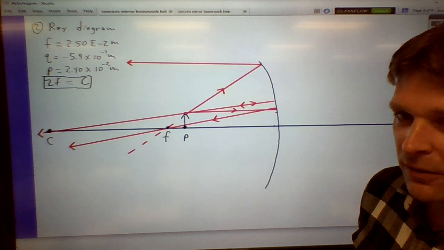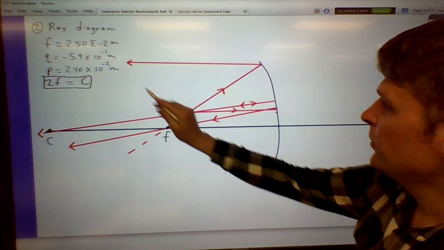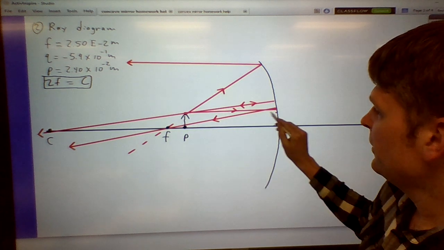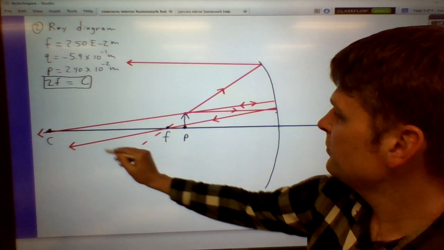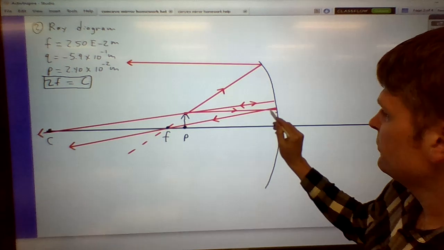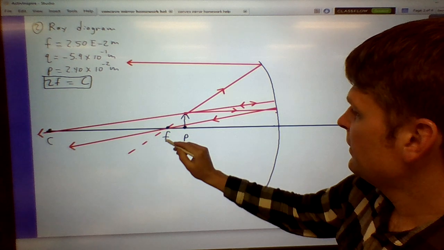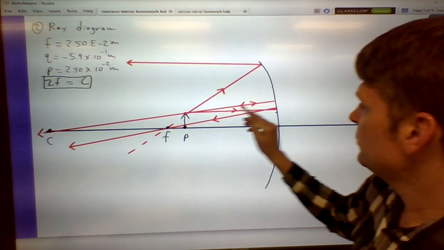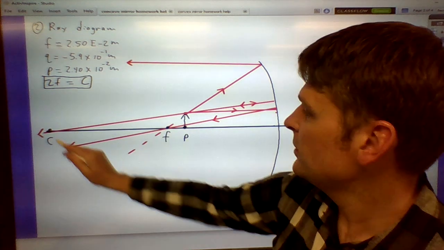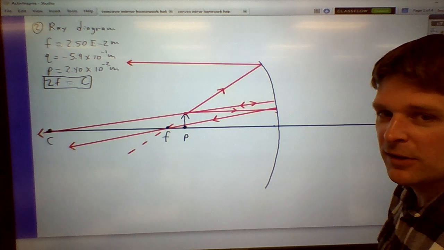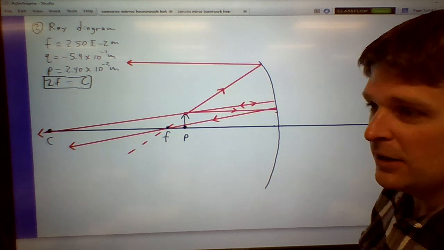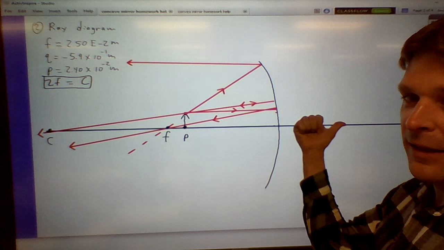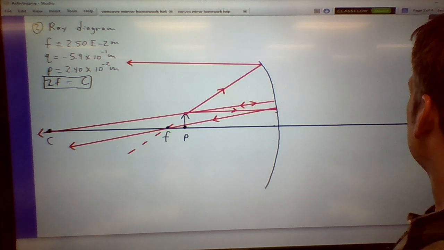We follow our rules for drawing ray diagrams in our notes. We have parallel and through F. We have through F and parallel, and then we also have through C, the ray that goes through C and bounces right back where it came from. How do we deal with this? Where is the image going to be? It's a virtual image, so it's going to be on this side of the mirror, but how do we figure out how to draw that?